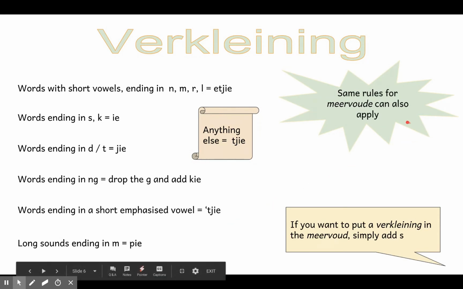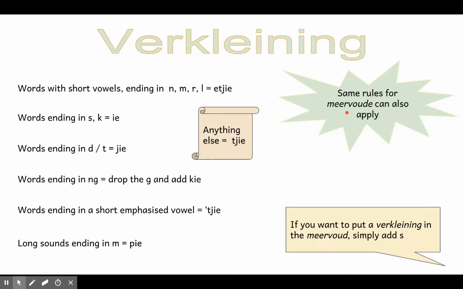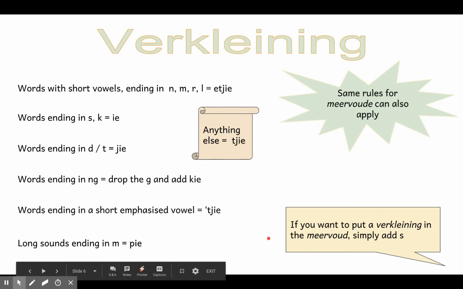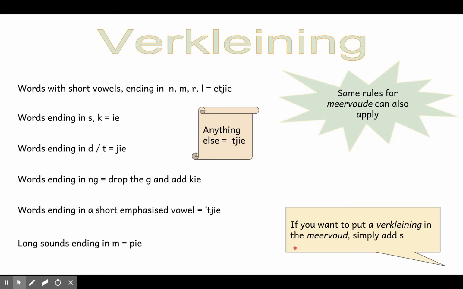Then we have the same rules for meervoud that also apply. This is important because remember, everything in Afrikaans is together. We teach it separately, but you must bring it together. If you have a short vowel, you're going to have to double your consonant with verkleining as well. If you want to put a verkleining in the meervoud, you must remember to add an S. So if I say to you, please put the following words in the meervoud, and I give you the verkleining, you must add an S. Kat, katjie, katte, katjies. You add your S.